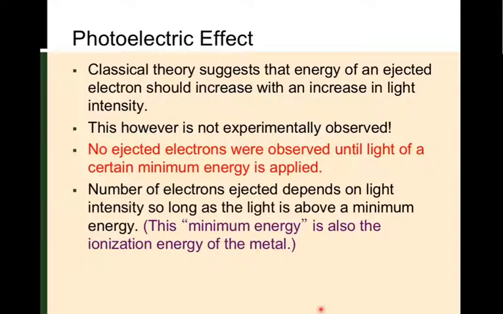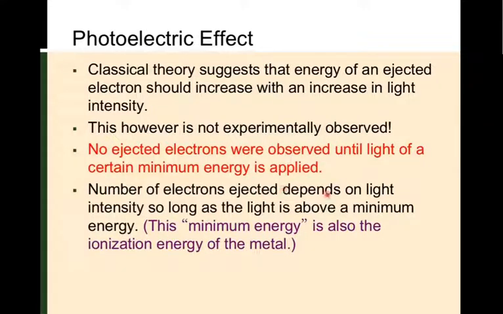They have specific amounts of energy that they can have in their excited states. This, however, is not experimentally observed. No ejected electrons were observed until light of a certain minimum energy is applied. If it was covered by classical theory, then enough energy would still have been able to move the electron. Any amount of energy would be able to do something.